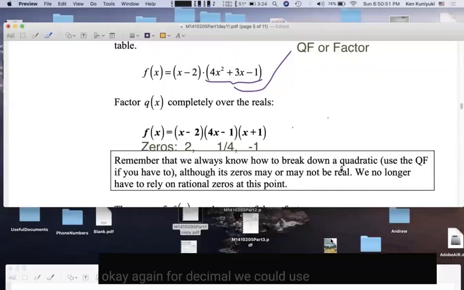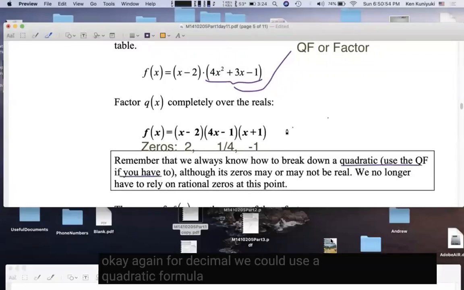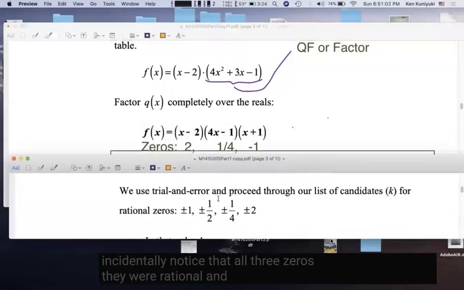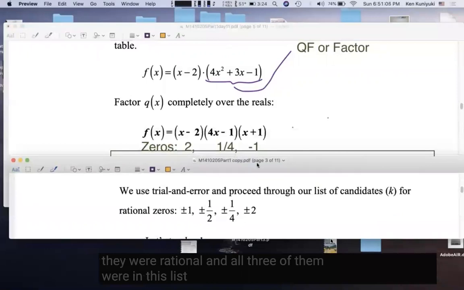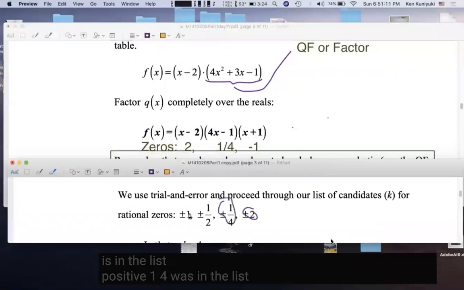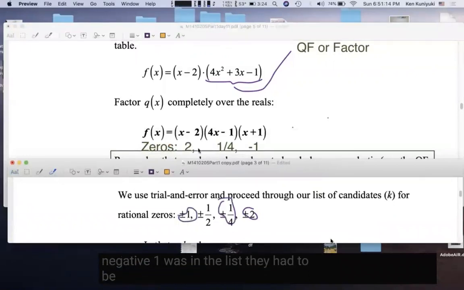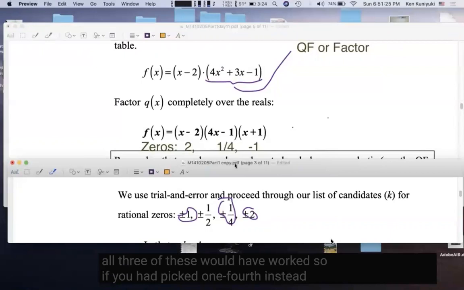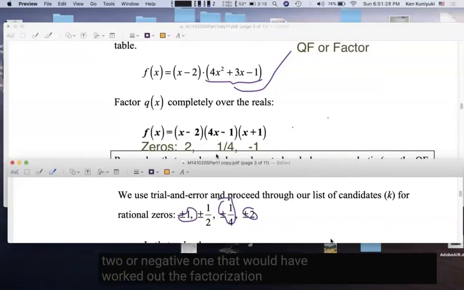Okay, again, if we're desperate, we could use a quadratic formula. We don't have to rely on rational zeros anymore. But it turns out all 3 zeros are rational. Incidentally, notice that all 3 zeros were rational, and all 3 of them were in this list. Positive 2 is in the list, positive 1/4 was in the list, and -1 was in the list. They had to be. If a rational zero works for a function, it's got to be in this list from the rational zero test or rational roots theorem. All 3 of these would have worked. So if you had picked 1/4 instead of 2 or -1, that would have worked out. The factorization would have looked a bit different, but it would have worked out.